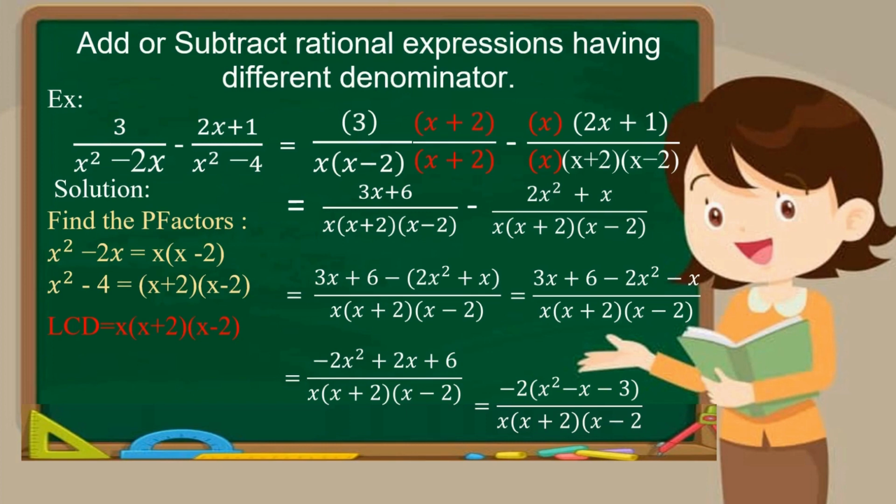So, negative 2x squared divided by negative 2 is x squared. Okay. Positive 2x divided by negative 2 becomes negative x. And then 6 divided by negative 2 is negative 3. Over x, quantity x plus 2 times quantity x minus 2. So this is now the final answer.